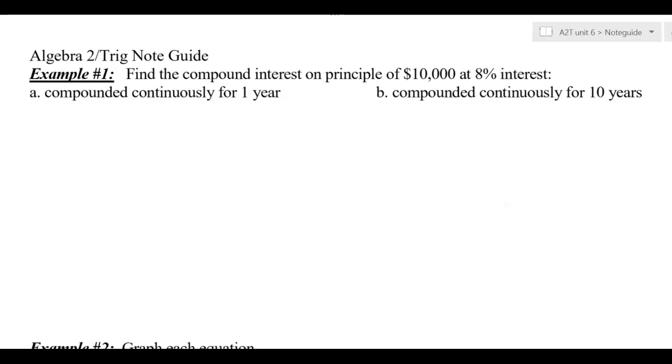So we're going to look at this if we were finding compound interest on a principal of $10,000 at 8% interest. And we're going to find, actually, cross out this. We're going to find the amount.